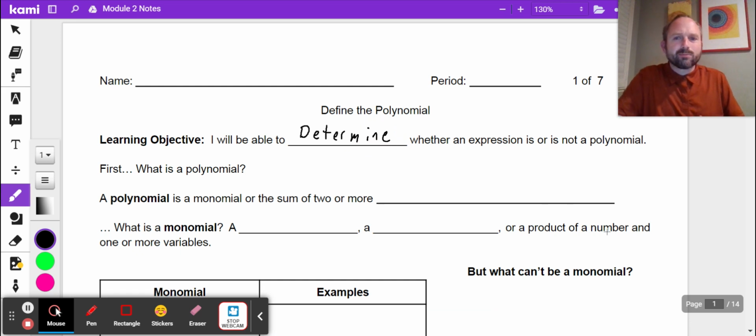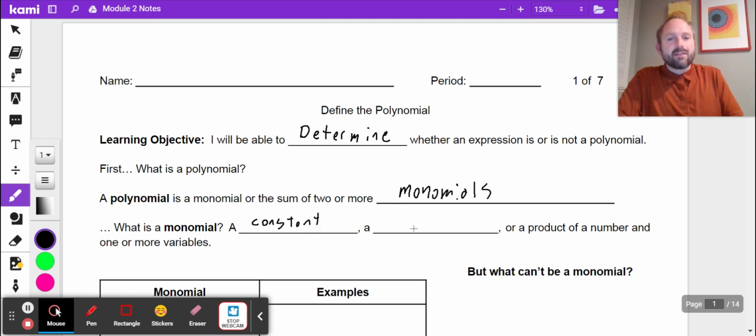Well, what's a polynomial? Well, a polynomial is a monomial or the sum of two or more monomials. Well, that doesn't really answer our question. Well, what is a monomial? A monomial is a number or constant, a variable, or a product of a number and one or more variables.